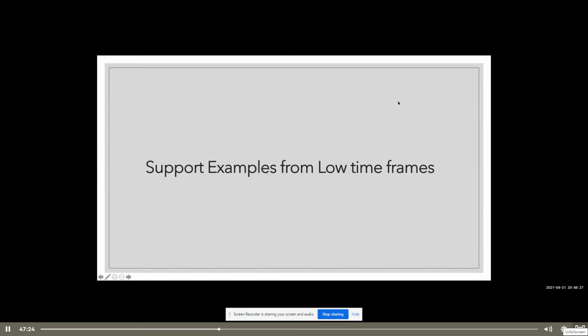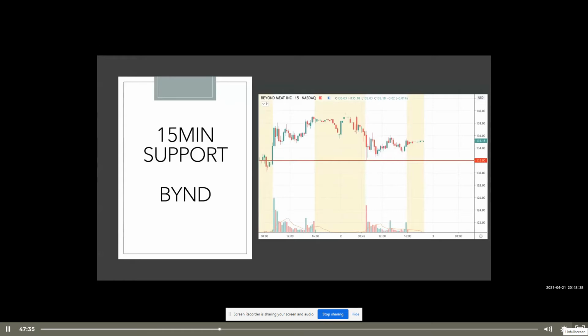Now looking at support examples from low time frames. So you start big, and then, especially when we're talking about day trading, this is where you start coming up with these lower time frames. So 15-minute support for Beyond. How do you come up with that? It's very simple. It's just looking where is the floor, where did the stock start bouncing for the day?